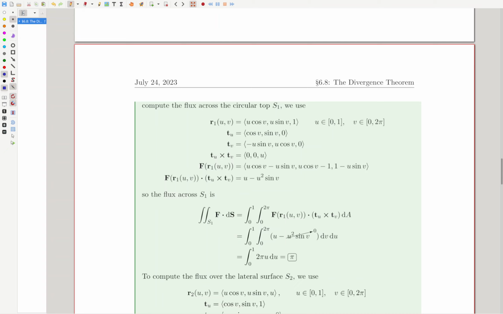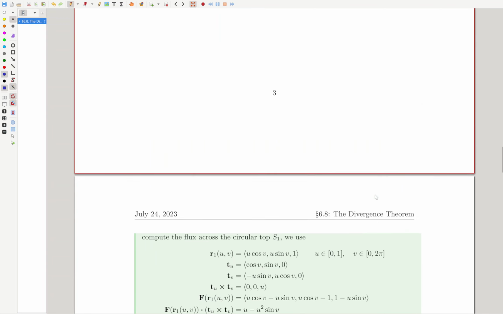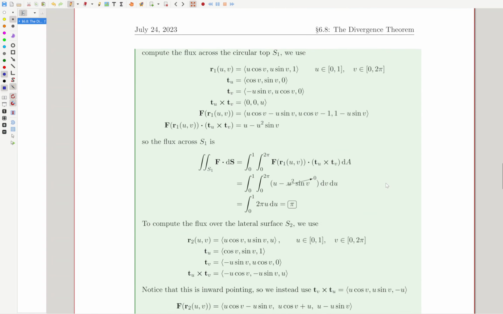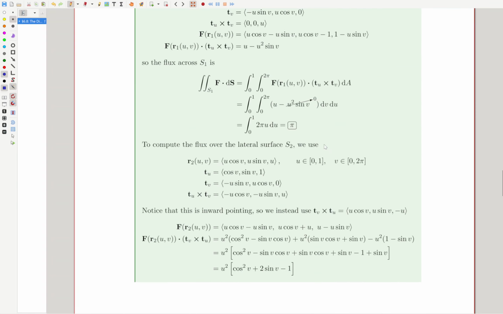As described there. We also have this other part of the boundary of the cone, which is this lateral surface, S2, which we also need to compute. So we need a different parameterization, which I've called R2. And this definitely uses cylindrical. So, these two arguments are the same, right?